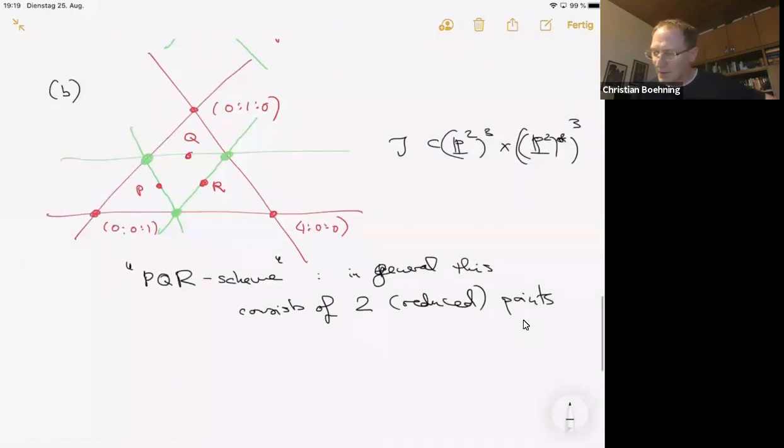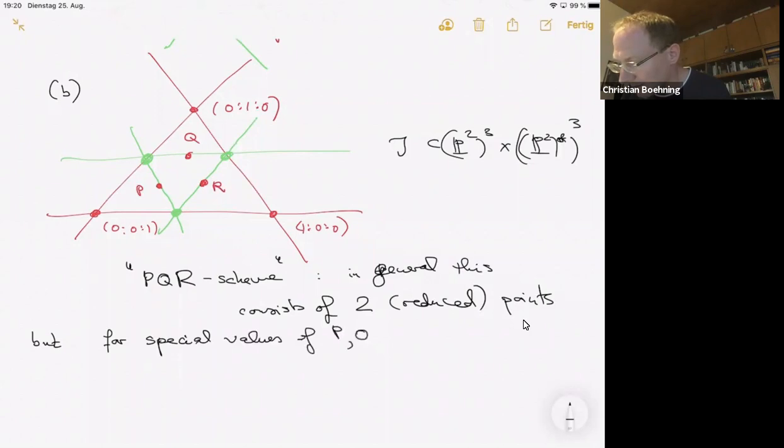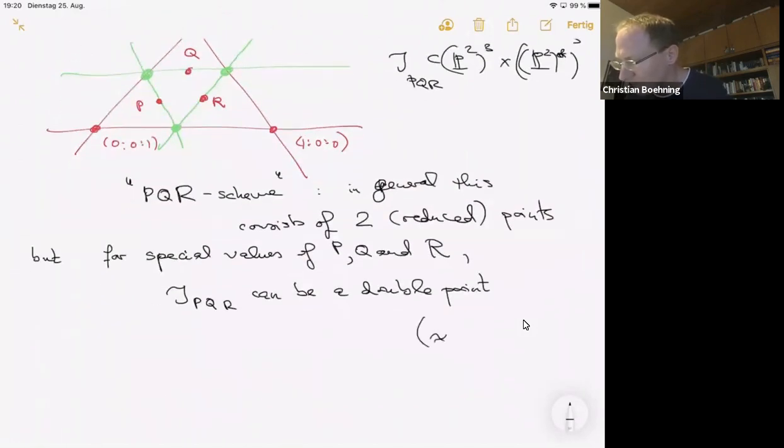But for special values of P, Q, and R, it could happen that this is a non-reduced point, a double point. So for special values of P, Q, and R, this I here, say this depends on P, Q, R. So for special values of PQR, I PQR can be a double point. I mean, Spec C adjoint X mod X squared could be a double point. And that happens, every now and then, quite frequently, for special choices.